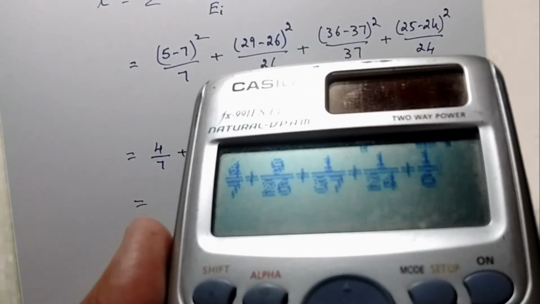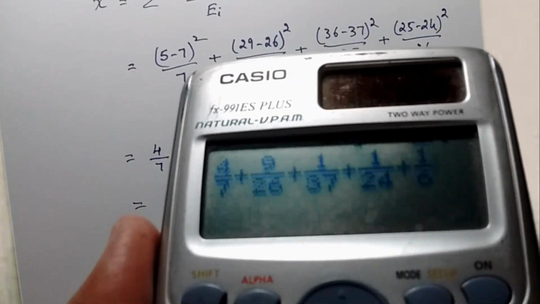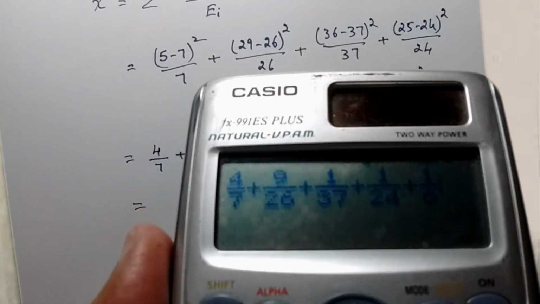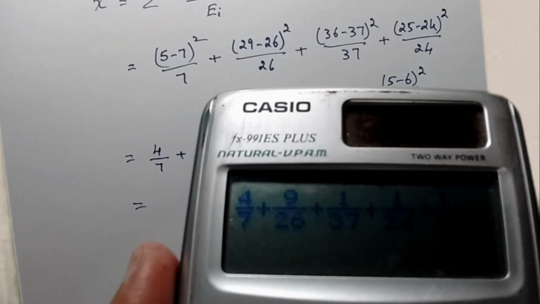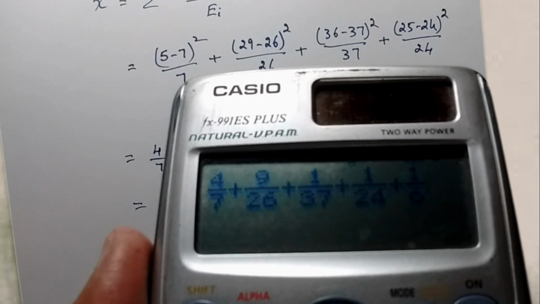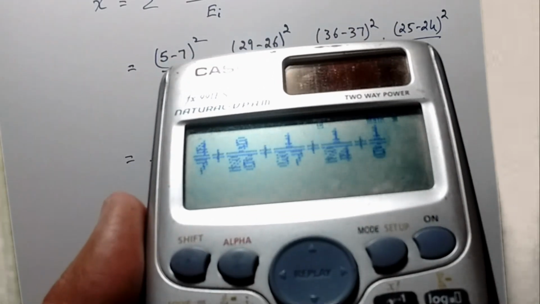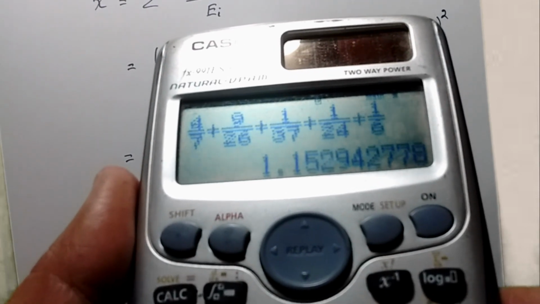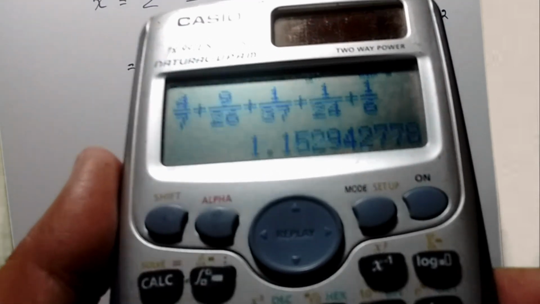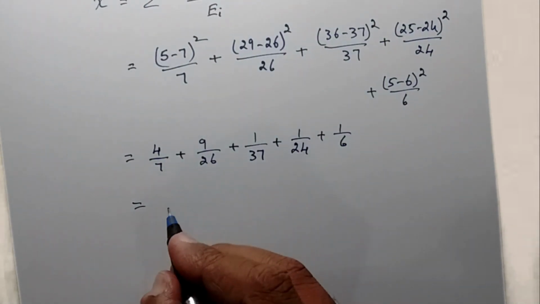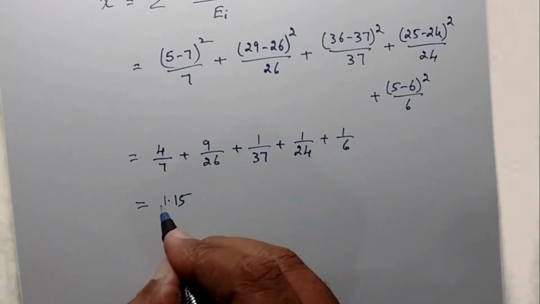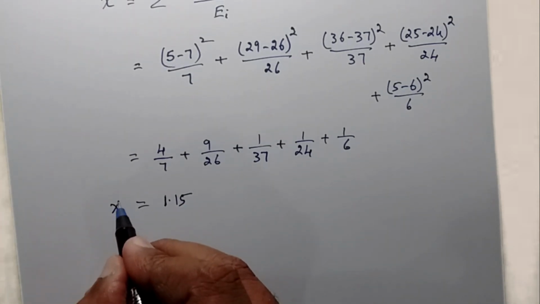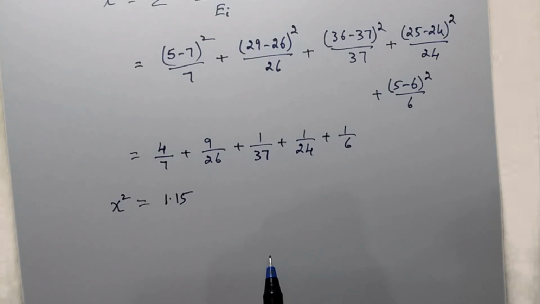Just see, I have just typed the values. This 4 by 7, 9 by 26, 1 by 37 plus 1 by 24 plus 1 by 6. Just check what is the value you're getting. So 1.15. So approximate and write down the solution. So you'll be getting 1.15 approximately. So the chi-square value will be 1.15.